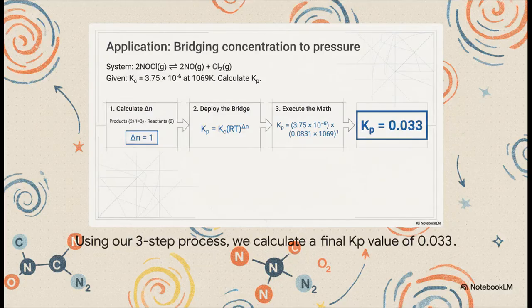Let's run through our three-step recipe with this reaction here. Step 1, find delta N. Okay, we end with 3 moles of gas and we started with 2, so the change is just 1. Step 2, we grab our bridge equation. And step 3, we plug in our known values for Kc, the gas constant R, and the temperature. A quick punch into the calculator and we've got our answer. Kp is 0.033. Done. Whew!